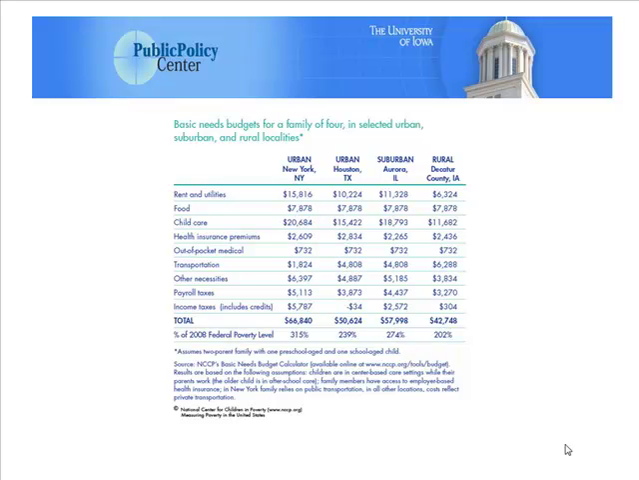This budget assumes a 2-parent family. There's 1 preschool-age child and 1 school-age child. So we have a family of 4. The results are based on the following assumptions. Children are in center-based care settings while their parents work. The older child is in after-school care. Family members have access to employer-based health insurance. What did we talk about last week? Interesting. In New York City, the family relies on public transportation. In all other locations, costs reflect private transportation.